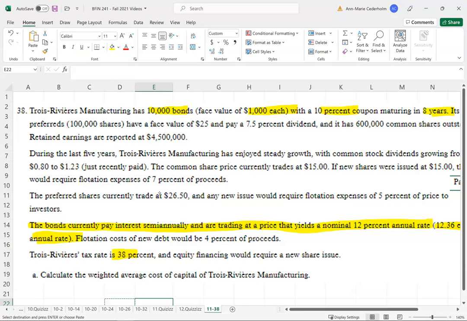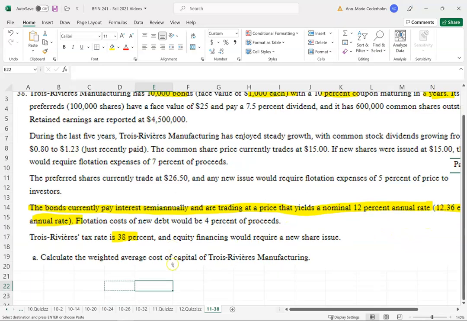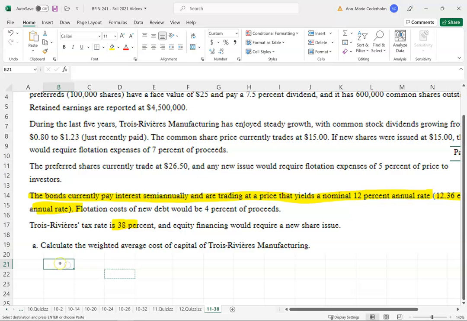So the first thing that I'm going to start off with is just trying to figure out the value of the debt. And in this question, I've already highlighted in yellow the information pertaining to the bonds. So we have a 10,000 bond with a face value of 1,000, and it has a 10% coupon rate. So that's the stated rate on the bond, and it matures in 8 years. And then down here, it says that it pays semi-annually, and it's trading at a market rate of 12%. So we can go ahead and calculate the present value of the bond.